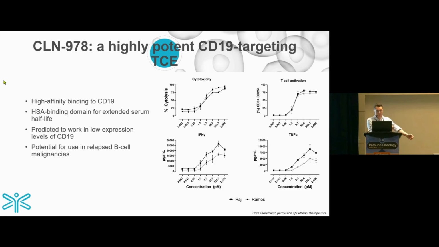So this is some work that we did with Cullinan Therapeutics, and they've kindly allowed us to share this for the day. This is using their CLN-978. It's a highly potent CD19 targeting T-cell engager. They have used it specifically for treatment of B-cell malignancies. It has an HSA binding domain to extend its half-life, and through a number of assays that we've done in-house with them, we can show that it's very potent. It drives cytotoxicity in Ramos and Raji cells, we have good levels of T-cell activation in a dose-dependent manner, and that's associated with increased levels of interferon gamma and TNF by the T-cells in that assay.